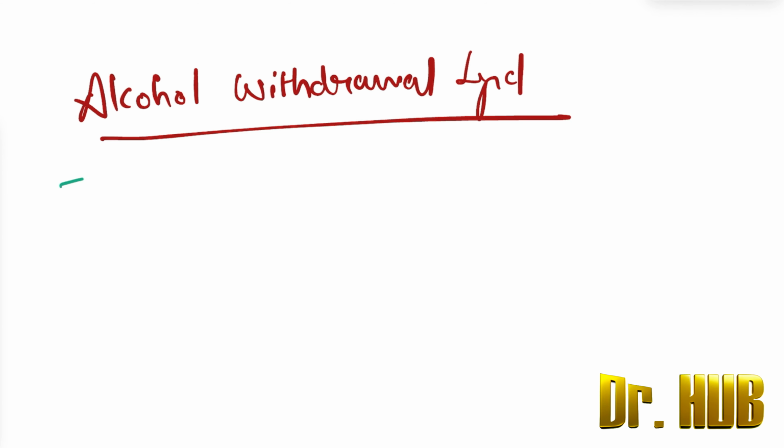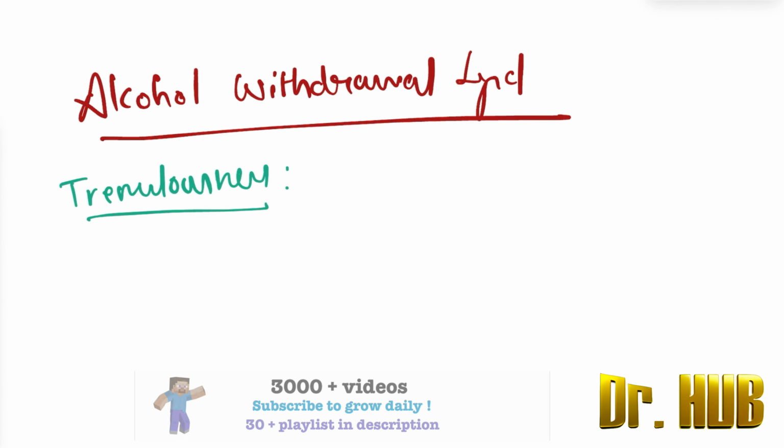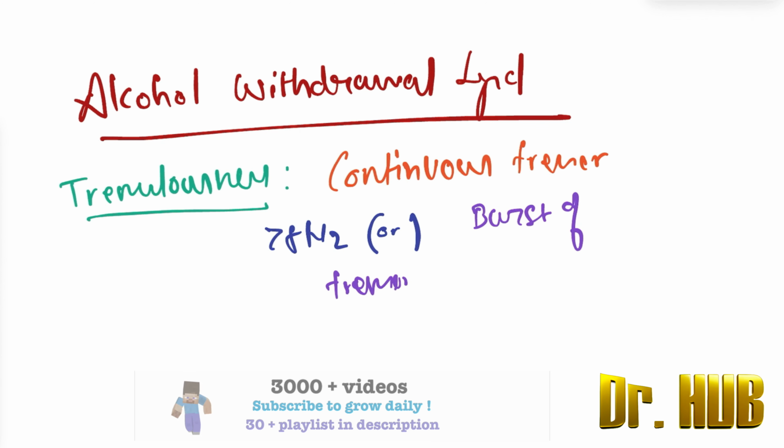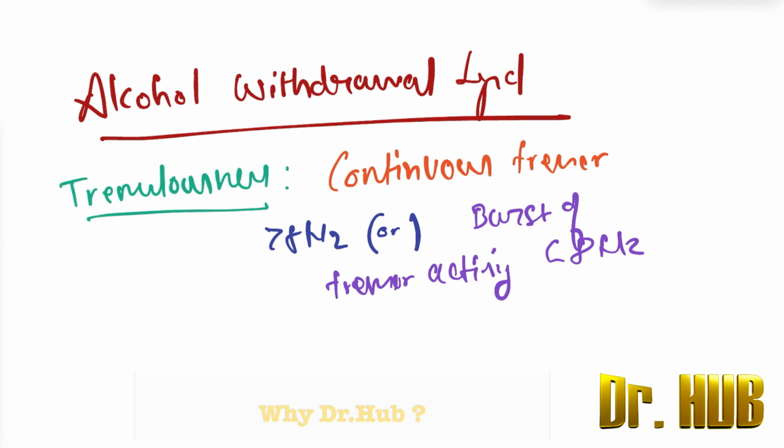The first manifestation will be tremulousness. So what does it mean? There is a continuous tremor, and this will be greater than 8 Hz, or it can be bursts of tremor activity, and this will be less than 8 Hz. The onset since the last drink will be about 6 to 8 hours.